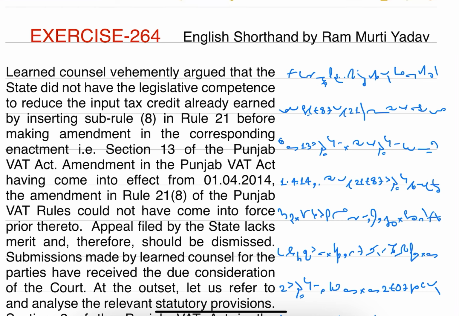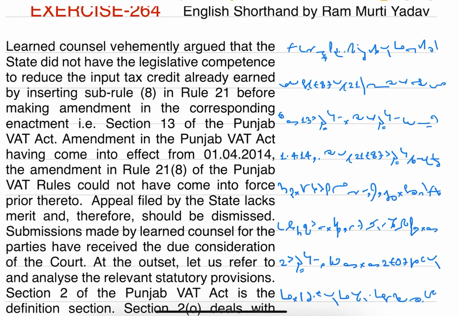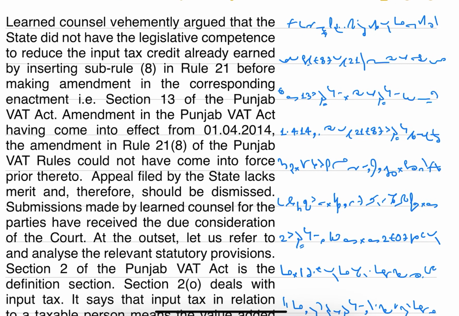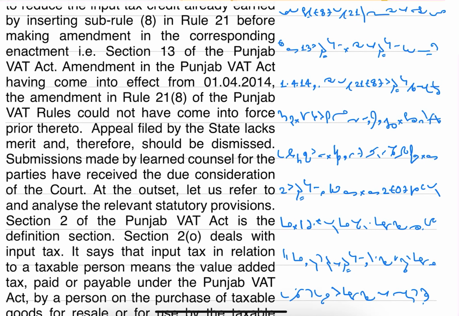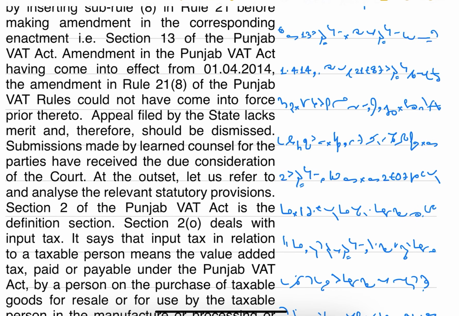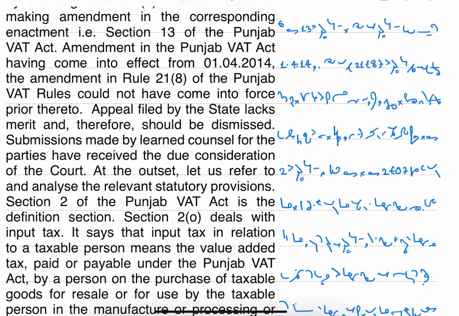Learned counsel vehemently argued that the state did not have the legislative competence to reduce the input tax credit already earned by inserting sub-rule (8) in Rule 21 before making amendment in the corresponding enactment, that is, Section 13 of the Punjab VAT Act. Amendment in the Punjab VAT Act having come into effect from 1/4/2014, the amendment in Rule 21(8) of the Punjab VAT Rules could not have come into force prior thereto. Appeal filed by the state lacks merit and therefore should be dismissed.